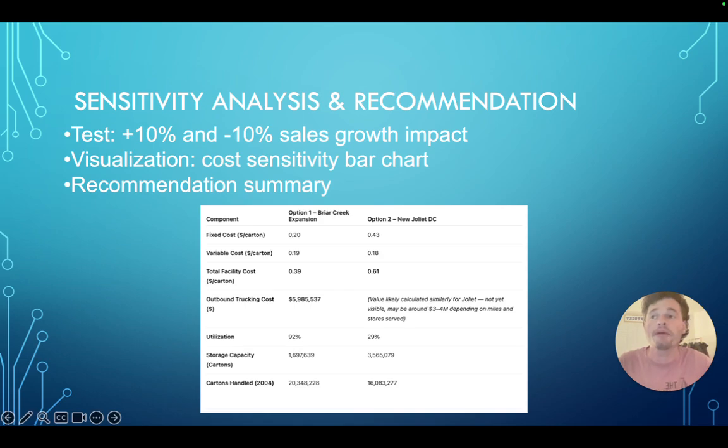Therefore, I would recommend building a new DC, as it offers lower long-term unit costs and a better service coverage under multiple demand scenarios. So as you can see here with option 2, which is the new Joliet DC location in Illinois, you can see the data support that.